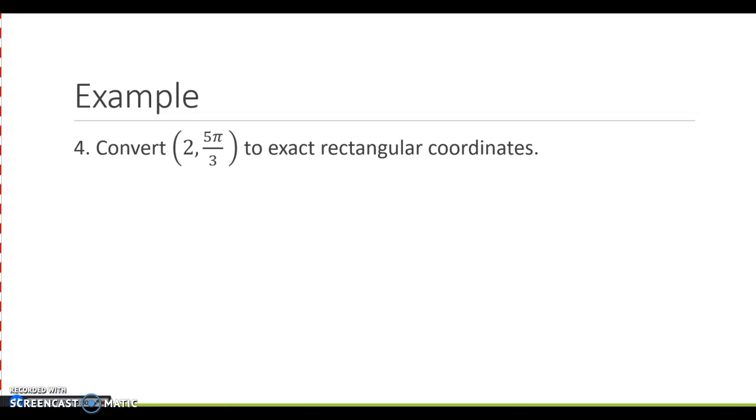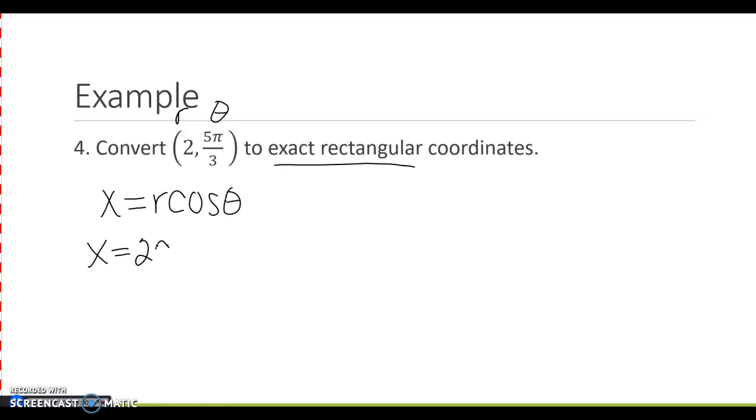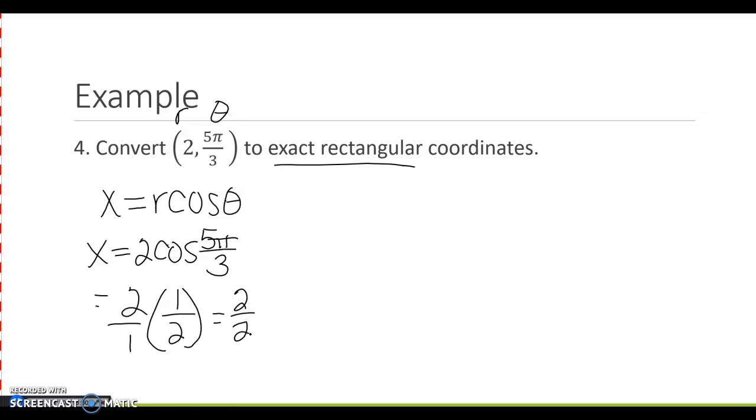All right, same thing. So I have r, theta again. I'm going to convert it to exact rectangular coordinates. x is r cosine theta. So 2 times cosine of 5 pi over 3. Cosine of 5 pi over 3 is 1/2. So 2 times 1/2 is 2 over 2, or 1. So x is 1.